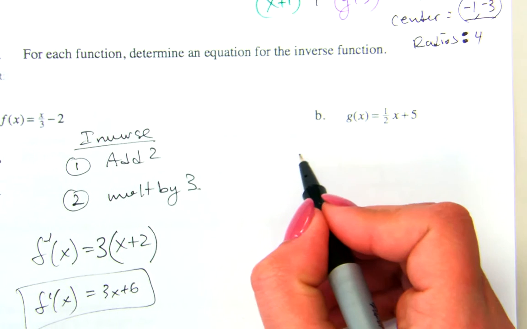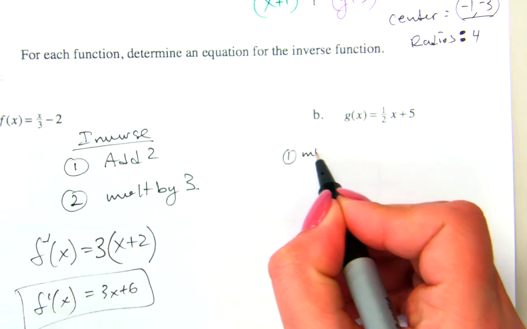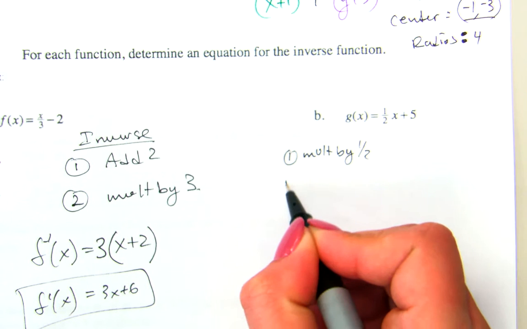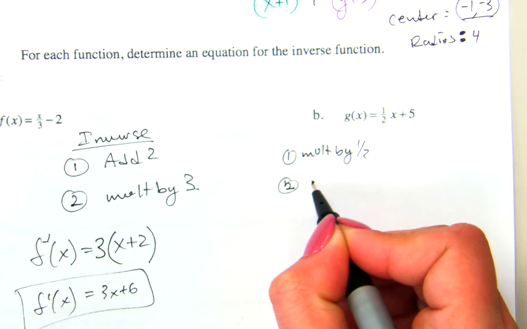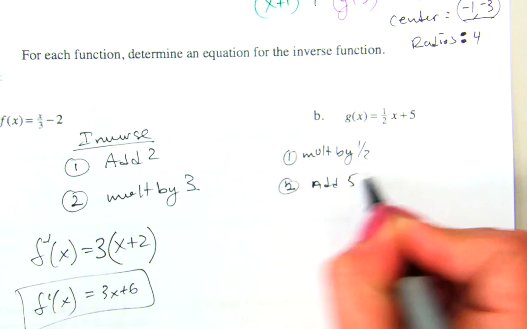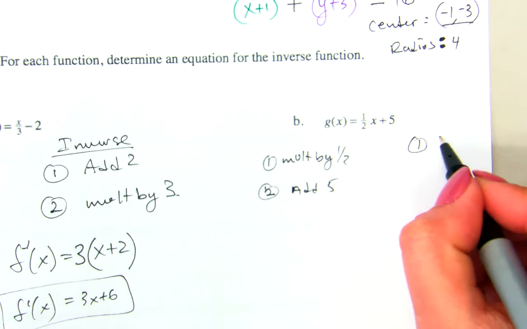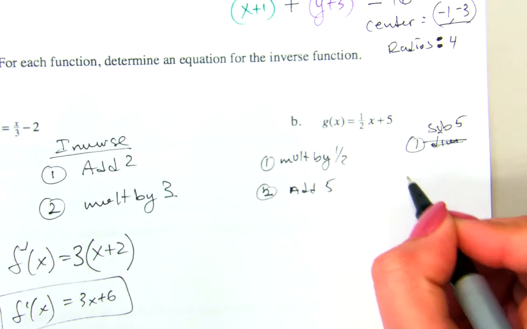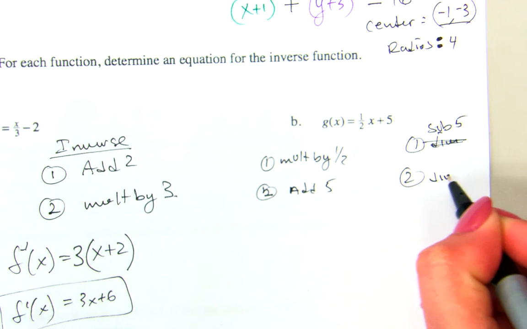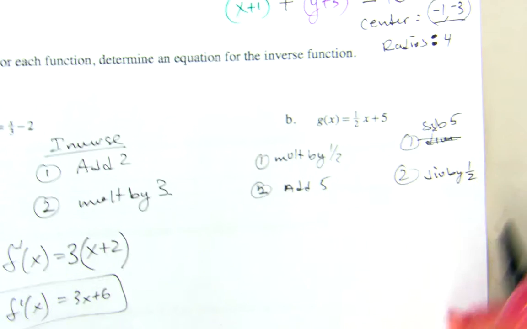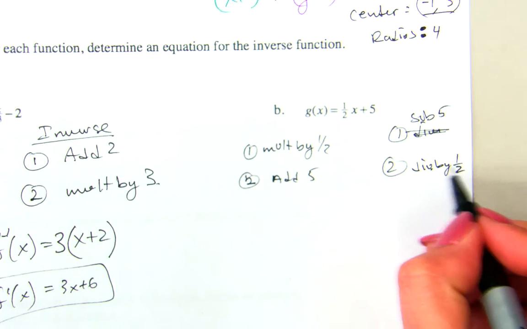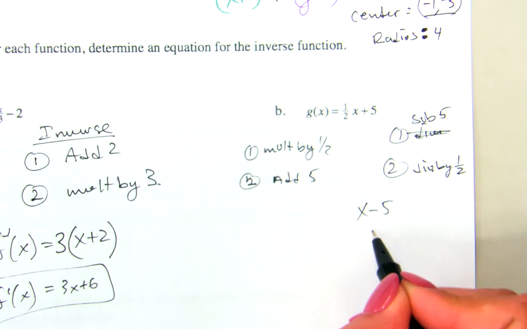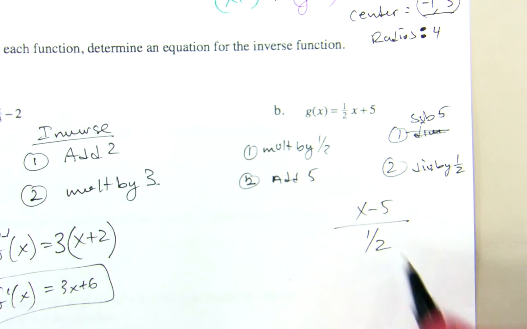And then part B, it's kind of the same approach. We're going to multiply by 1/2. And then the second thing we're doing is add 5. So then the first thing we're going to do is divide. No, I lied. Subtract 5. And the second thing is divide by 1/2. Okay, well, that's going to be a little weird if you divide by 1/2. But it should be fine. So x minus 5, right? And then divided by 1/2.